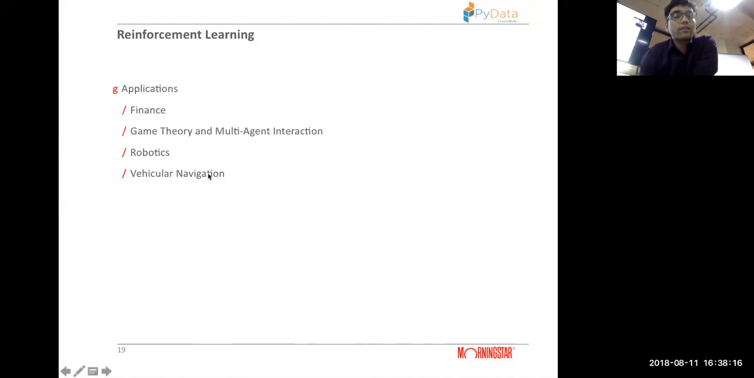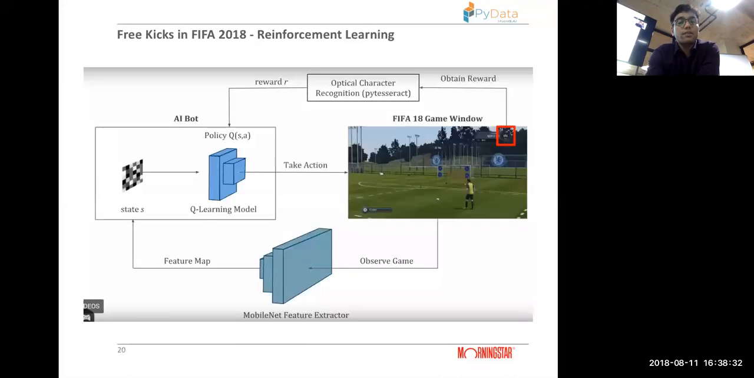In vehicle navigation, again, the vehicle has to go from one point to another, and it should not strike people or trees or any other thing, and consume electricity or fuel as little as possible. So that's how it is being applied.